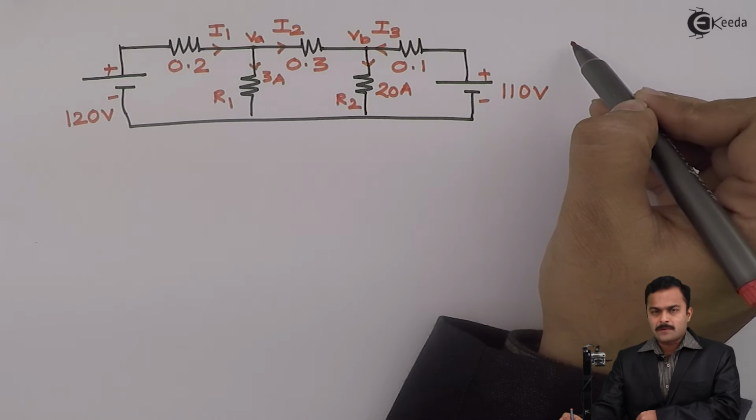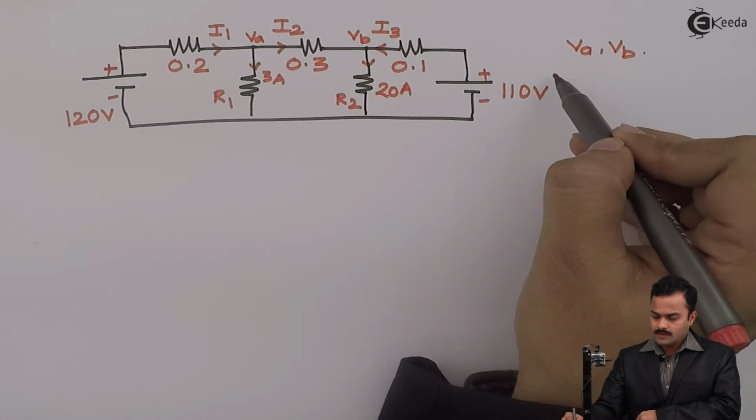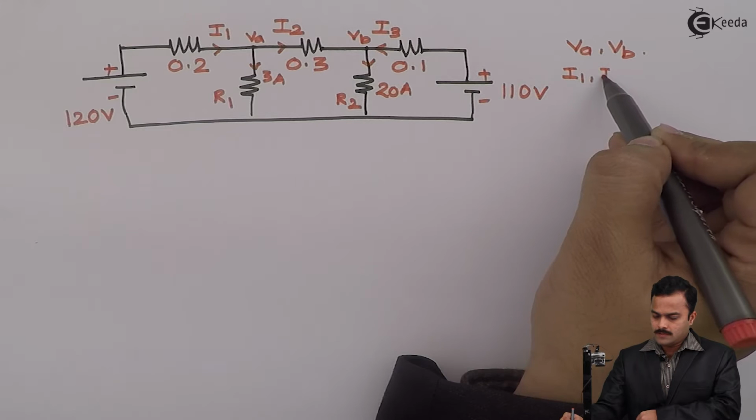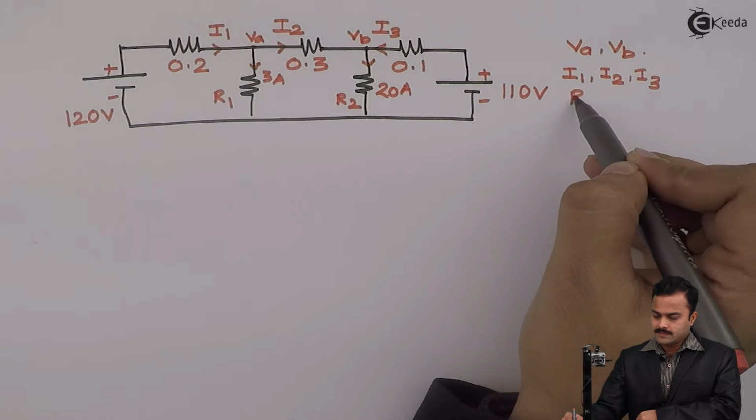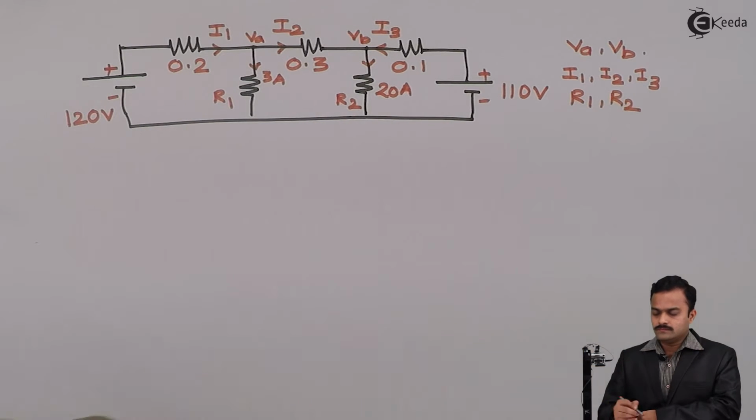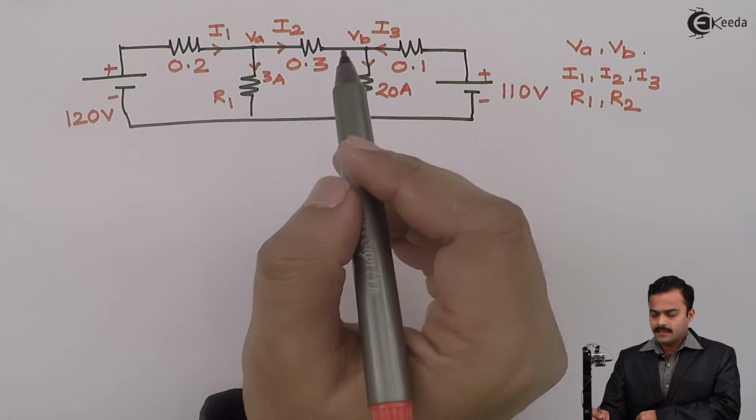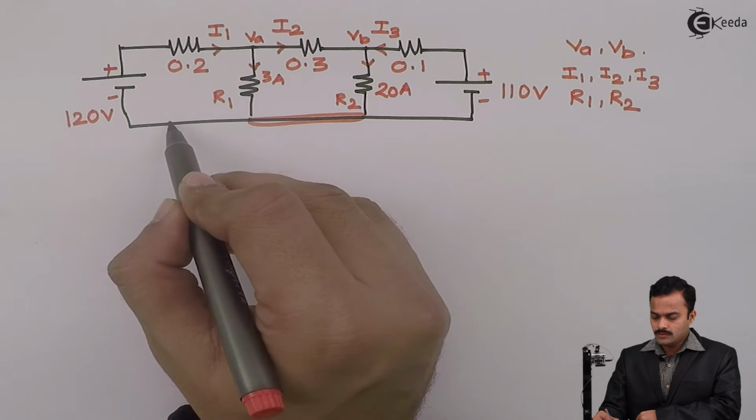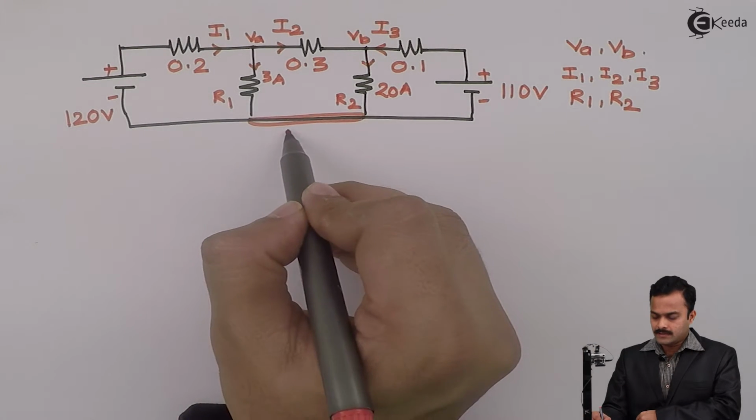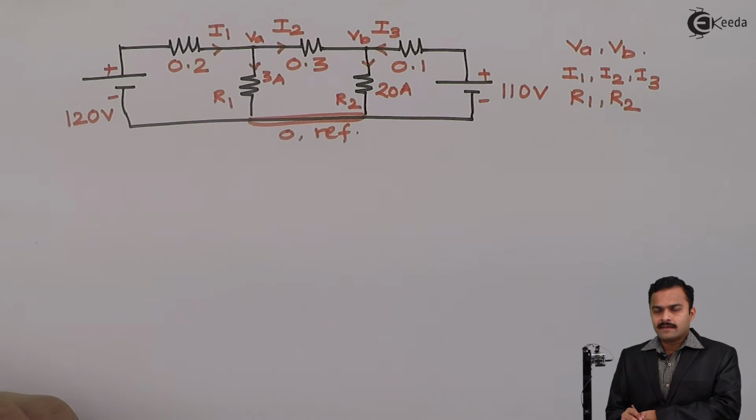So here we are supposed to find out VA, VB, currents I1, I2, I3, and resistances R1, R2. So let's start. Since they have already marked nodes and currents in all the branches, the only thing is that I'll mark this as a reference node, because 1, 2, 3, 4 branches are connected, so I will consider this as a reference node, and directly we can apply KCL.